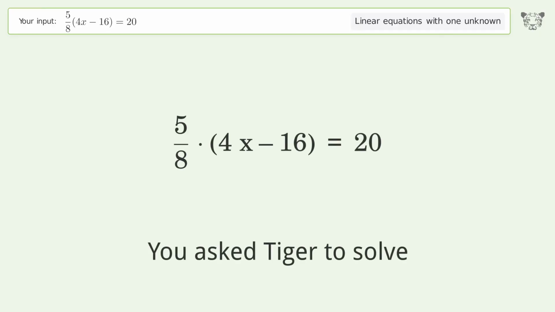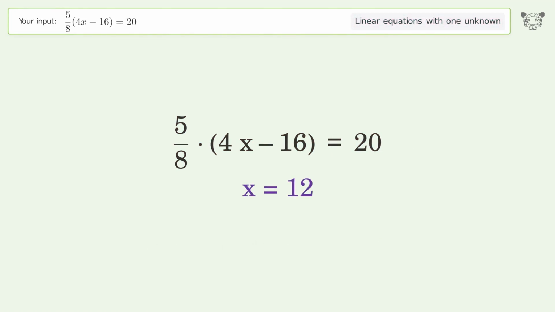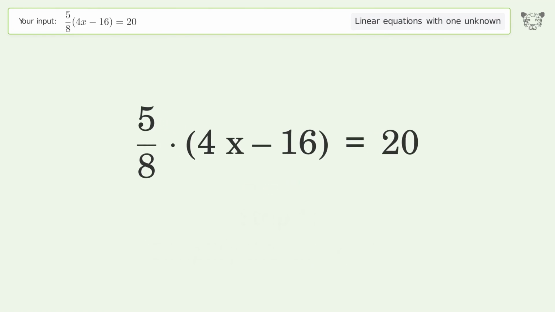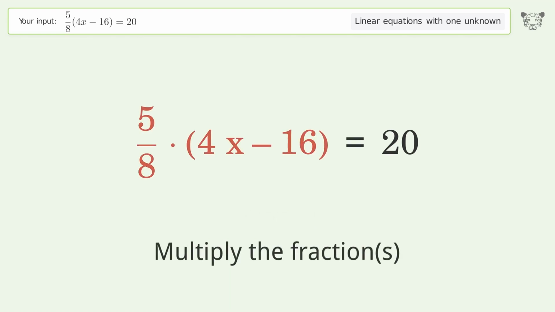You ask Tiger to solve. This deals with linear equations with one unknown. The final result is x equals 12. Let's solve it step by step. Simplify the expression. Multiply the fractions.